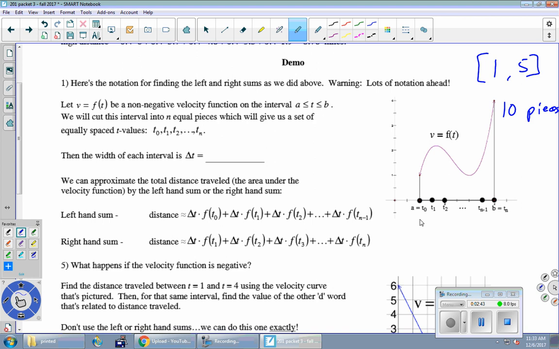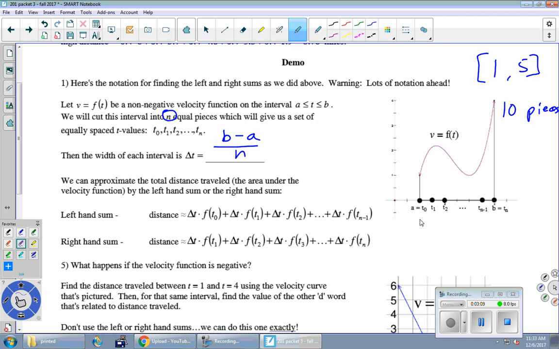So we're subtracting. The ending value of time is called B. The starting is called A. We are going to subtract them, and we are going to divide it into the right number of equal pieces, which we just called N. So the width of each of our little intervals is B minus A over N. Okay, and then we're going to start approximating.